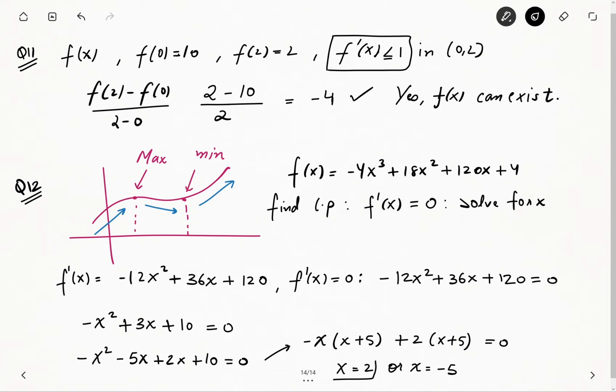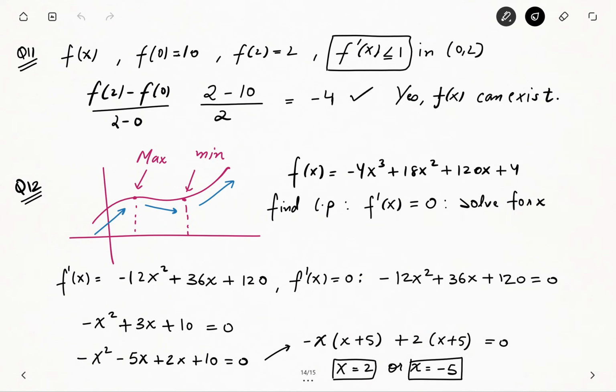So these are the 2 points of interest because at these 2 points the function's behavior is going to change. So let's try to see how you can evaluate that using the first derivative test. The next step will just be to put them on a number line and observe the value of the derivative.